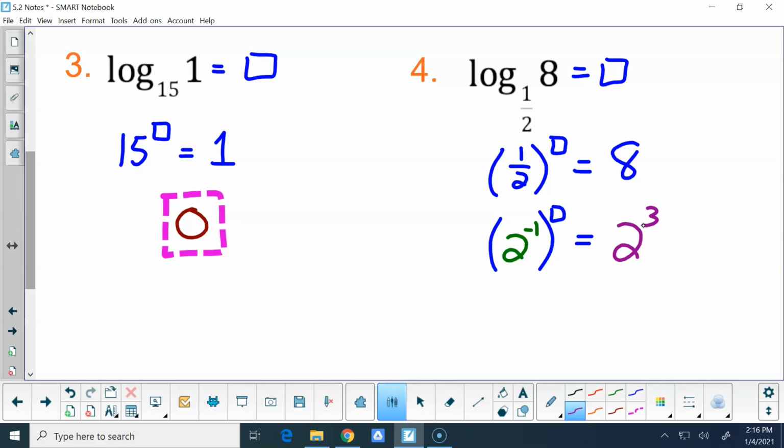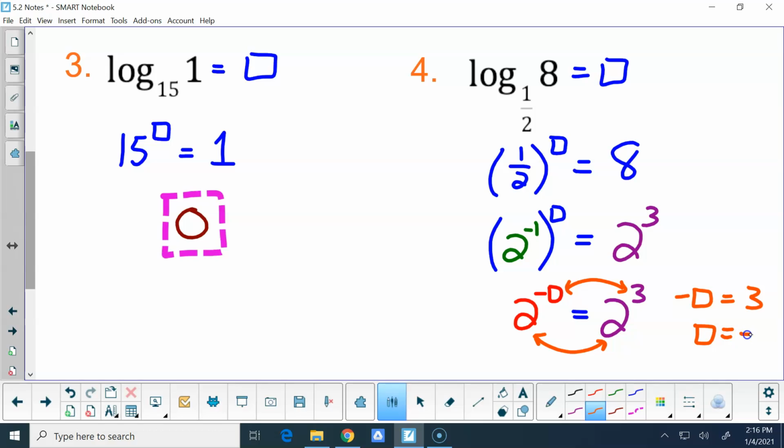So if I have an exponent to an exponent, I multiply them. So then, really, since I've got equal bases here, I have to have equal exponents there. So my negative box has to equal 3. So the box then has to equal negative 3. So this is really negative 3. Okay?